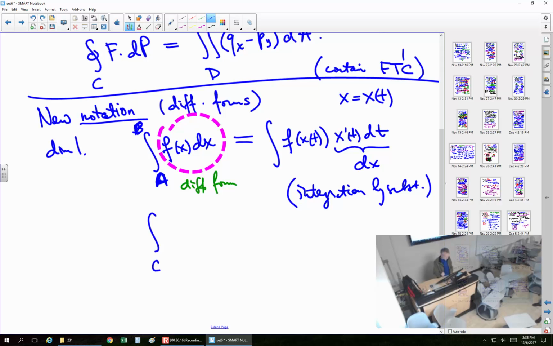The integral over C of F dot dP equals the integral from A to B. By the way, I forgot here A to B. I didn't finish the formula, the first formula. So I have A capital, B capital. What's the relation between the two?